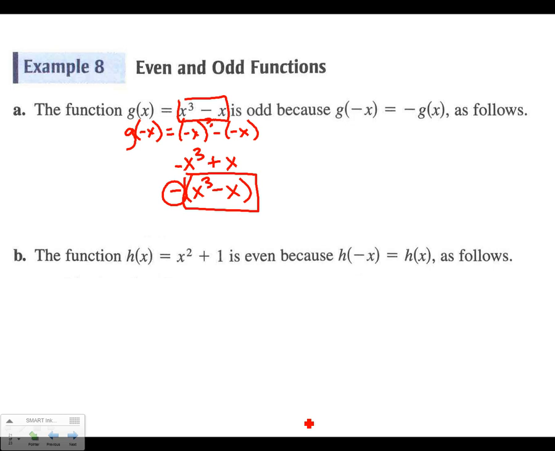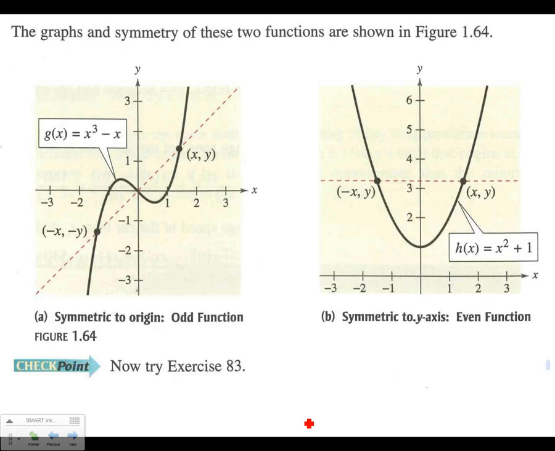Same thing, we're going to look down here for even. Let's test. If we go ahead and plug in negative x, we'll get negative x squared plus 1. We all know what happens when we square a negative. It just turns back into x squared. We have exactly the same thing as when we started, so this is even. Last problem to try. Go ahead and try exercise 83, and just above there is graphically what these look like. Remember, odd rotates around the origin, even flips on the y-axis.